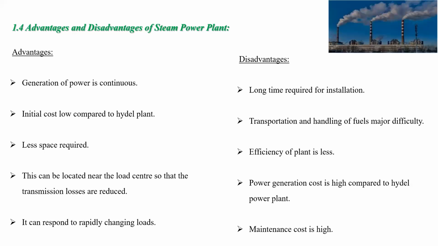Transportation and handling of fuels is a major difficulty. This is important because transportation of coal, and also oil, is required. Transportation of gases and ash, etc., is a major difficulty because in nearby cities there is a pollution problem. Transportation by rail or by road again has pollution constraints. So transportation and handling of fuels is more difficult. Efficiency of the plant is very less.